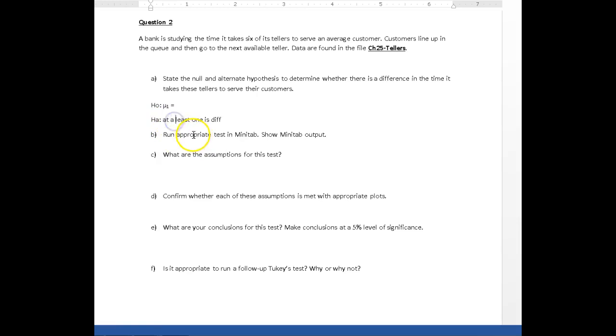Okay, now we are asked to run the appropriate test in Minitab. We are comparing 6 different tellers. We're looking to see whether their averages are different. That means this is an ANOVA situation.